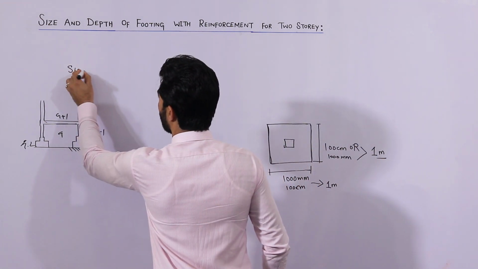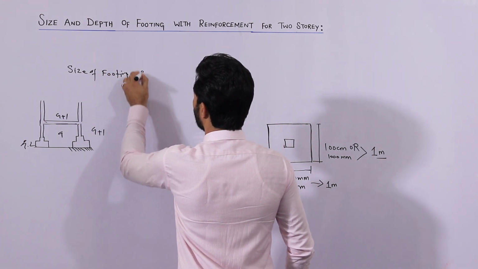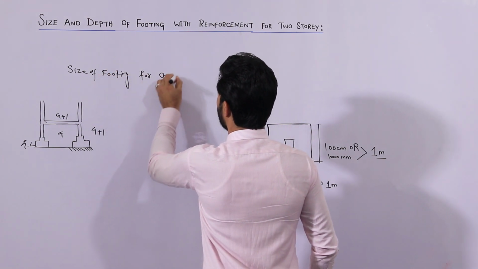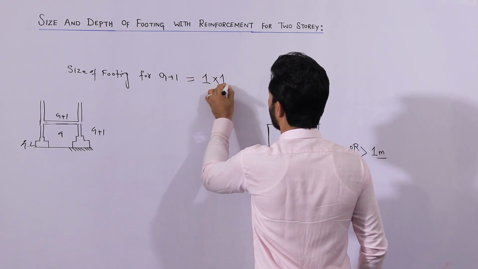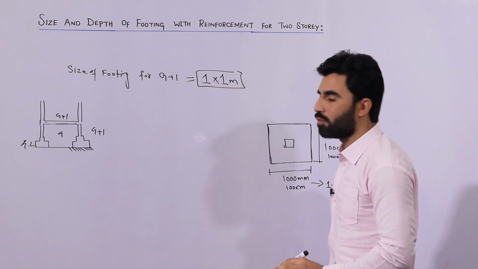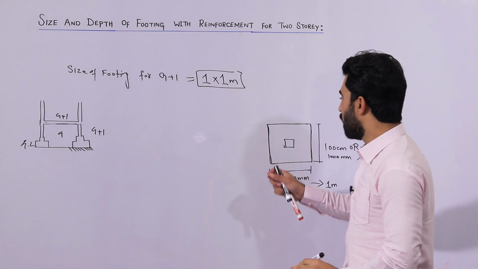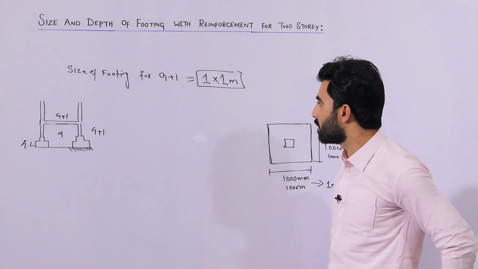So the size of footing for G plus 1 is equal to 1 by 1 meter. It should not be less than this. This is the size of footing. If you want to increase the size of footing, it can give you a factor of safety, but it should not be less than this.